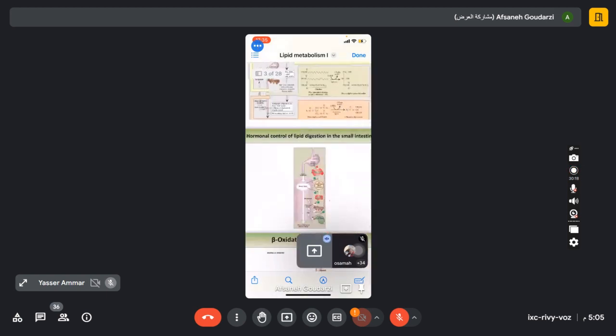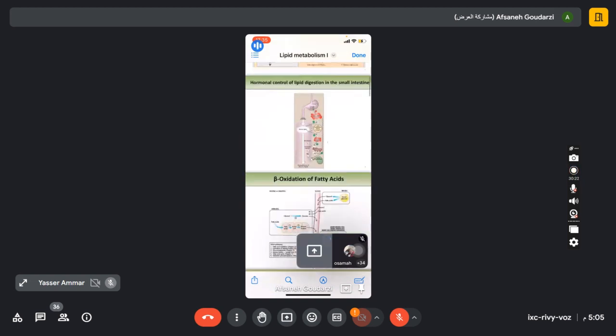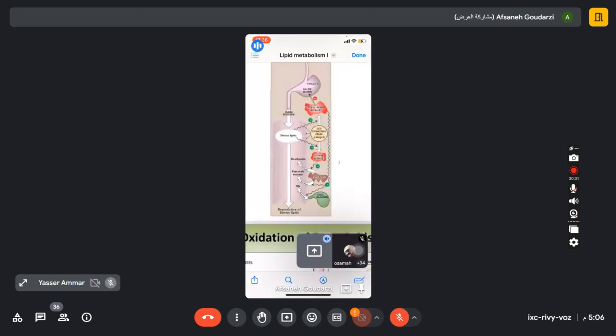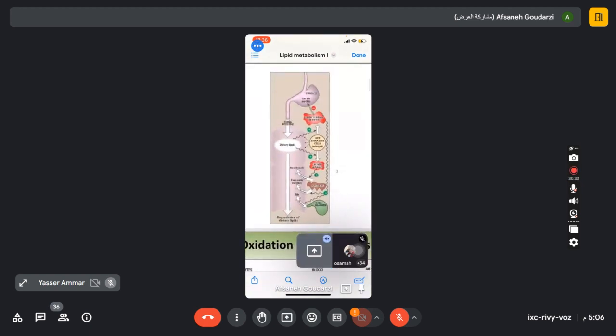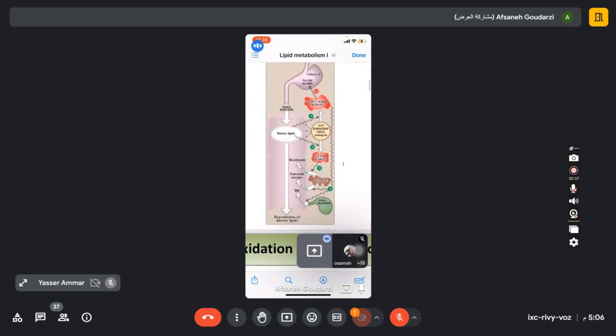Okay, so this is how the lipid could be digested and absorbed, but here I want to talk about the role of hormones in the control of the lipid digestion in the small intestine. At the top you see a stomach, the pancreas in brown, the gallbladder in green, and gut endocrine cells in yellow.